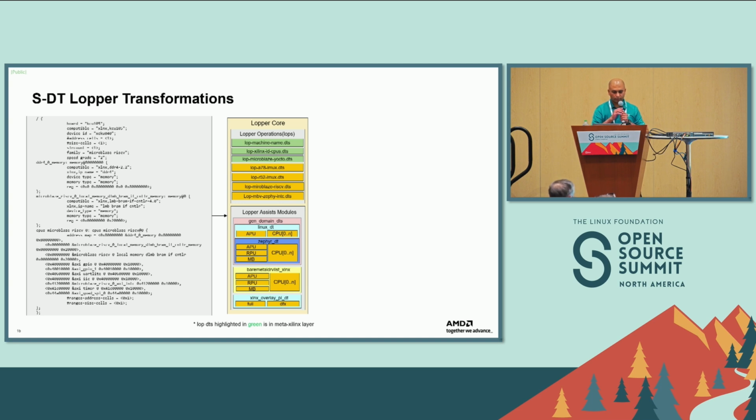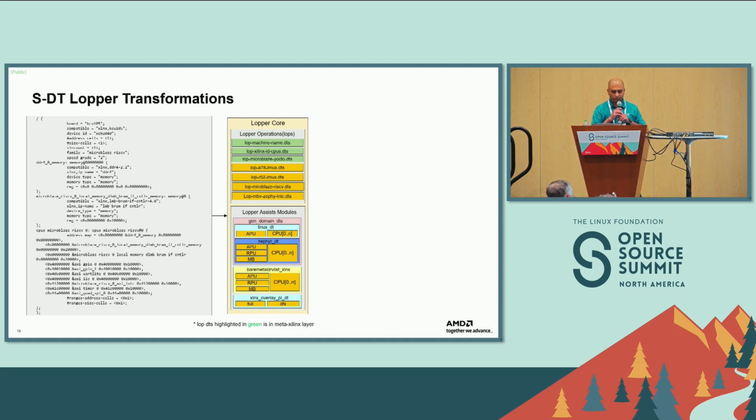And the next one is the lops for each processor. For example, here we are using the Cortex A78 and the R52, the MicroBlaze RISC-V, and the Zephyr interrupt controller.